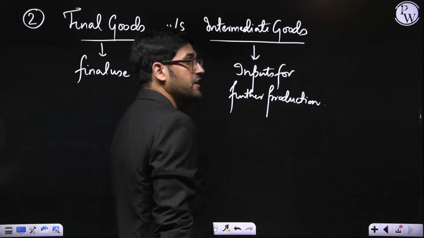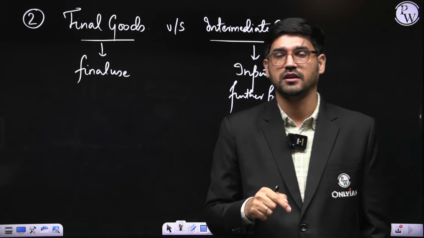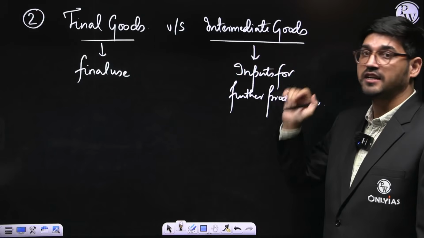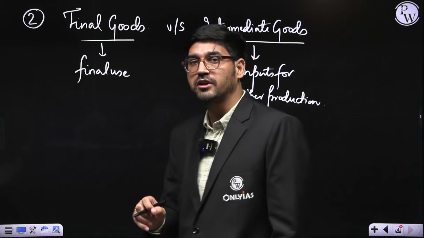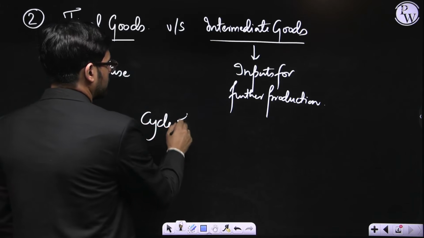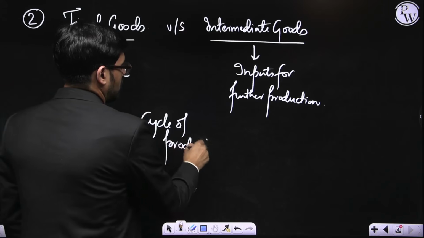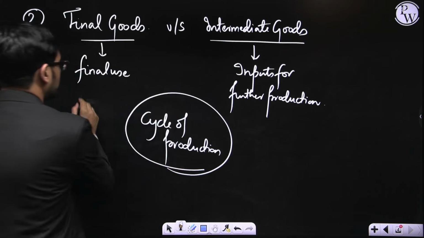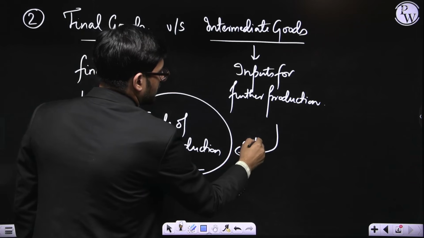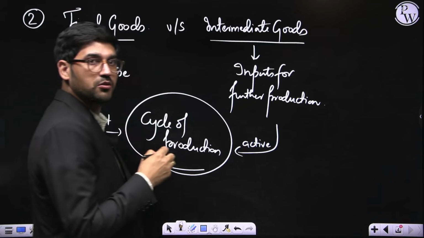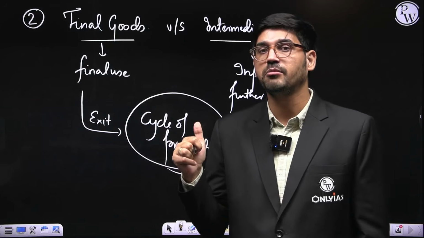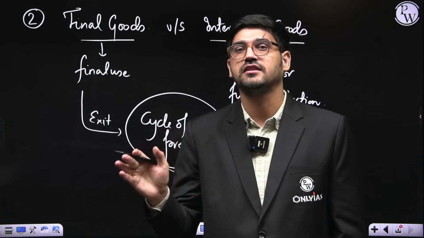Although the definition of the two may appear very simple to understand, it has to be conceptually understood. What's the difference between a final good and an intermediate good? The difference you have to remember comes only from one fact: in the cycle of production, which good has exited and which good continues to remain active. Final goods are those goods which have exited the active economic cycle of production, while intermediate goods are those goods which are still active in the cycle of production.